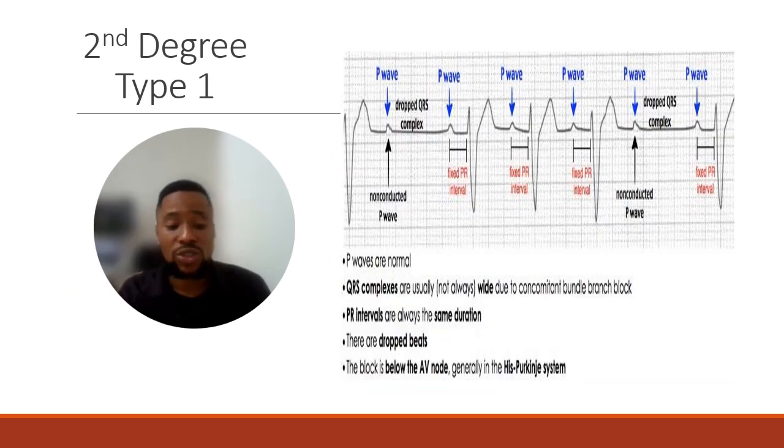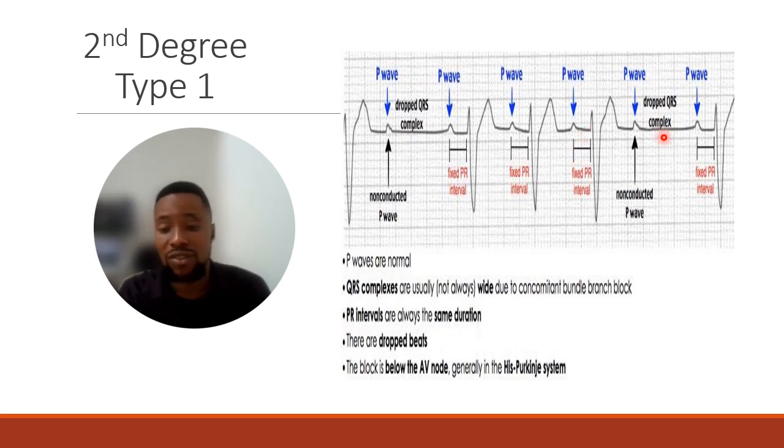Okay, so let's go to the next slide. What we have here is second degree type 1. Sorry, this is type 2. This is a type of graphical error. This is type 2. So what you have in second degree type 2 is that the PR interval is prolonged, but it will be fixed consistently like that.